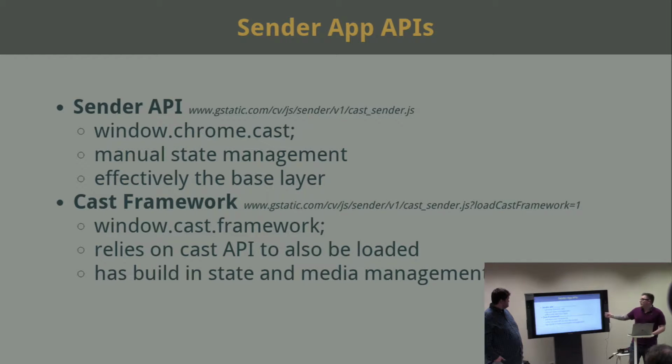Once you load these frameworks, they add objects onto window. window.chrome.cast is the sender API, window.cast.framework is the Cast framework. Both of these can do the same thing, although they are a little bit different. The sender API is more bare bones. There's no state management. It effectively limits what they handle and just says, here's the base of everything, like the base layer. You can do whatever you want. You can manage any of the state you want, and you can manage any of the media and things like that.